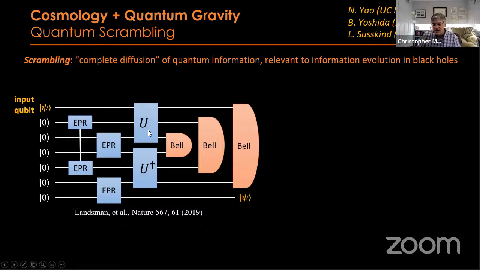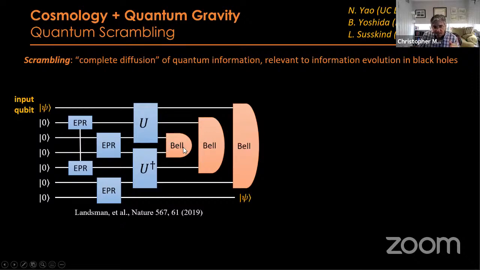An OTOC, an out-of-time order correlator, also is related to scrambling. It can be correlated to whether something scrambles or not. A key difference, however, is that in this circuit, if U and U dagger are not exact opposites, or if we have decoherence, then we will have a separate indicator of that in this circuit. And let me tell you what I mean by that.